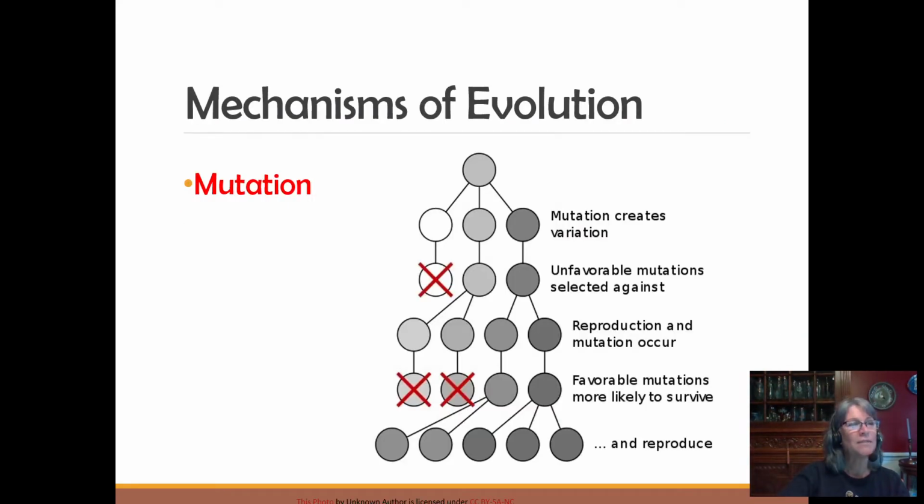All right, so our mechanisms of evolution. Mutation is really the underlying factor for much of evolution, because mutation helps to create variation within a population.